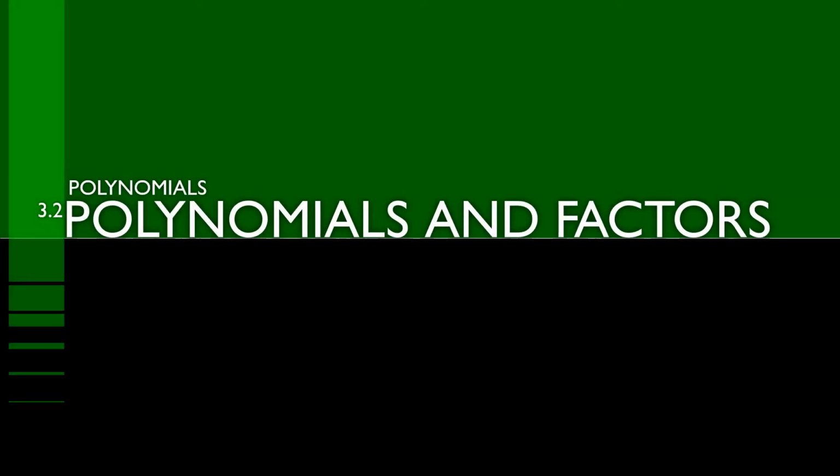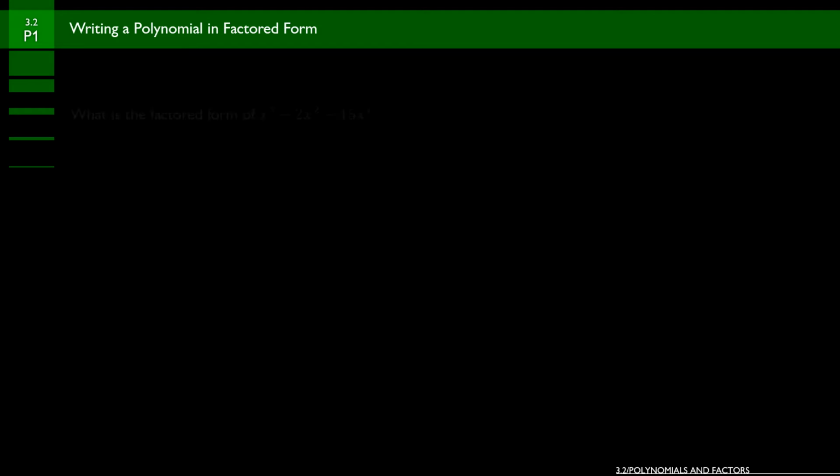In this next section, we're going to look at polynomials and factors, and specifically how to factor polynomials, but also how to do the reverse and take factors and make it into a polynomial. So in problem number 1, we're asked, what is the factored form of x cubed minus 2x squared minus 15x?